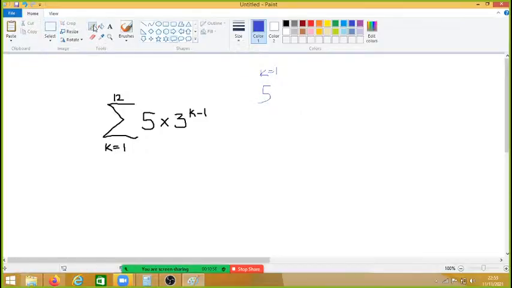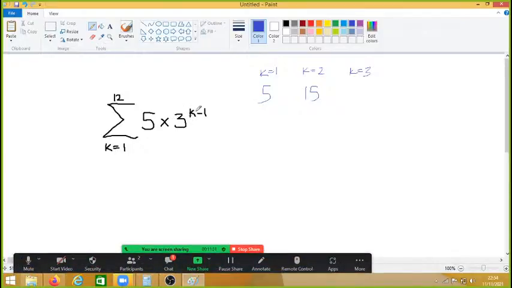Okay, let's get the second term. k is equal to 2. So here the k bit is 2. 2 take away 1 is 1. 3 to the power 1. So it's 5 times 3 to the power 1. 3 to the power 1 is just 3. So 5 times 3 is 15. They're the first two terms. See if you can do the next one before I get there. So k is equal to 3 for the next one. See if you can work it out and type it into the chat window.